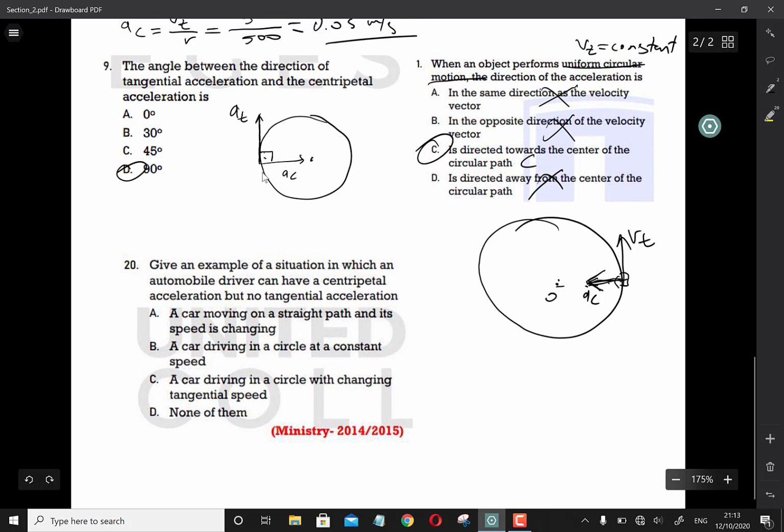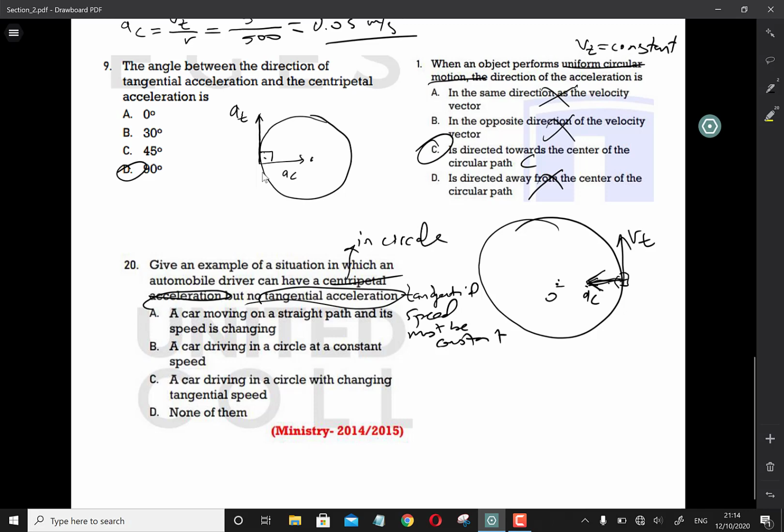And question number 20. Give an example of a situation in which an automobile driver can have a centripetal acceleration but no tangential acceleration. No tangential acceleration means tangential speed must be constant. So constant tangential speed, but centripetal acceleration only exists in a circle. So this automobile must be moving in a circle with constant speed. A car moving on a straight path? No, it must be a circle. A car driving in a circle, correct.